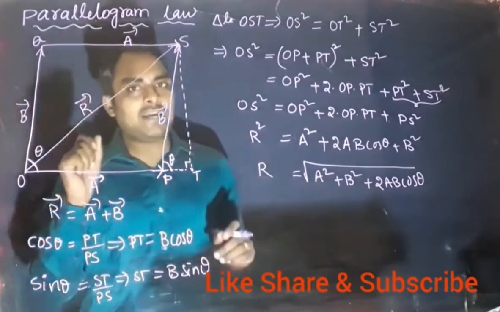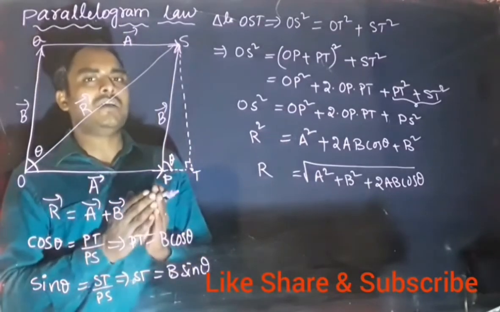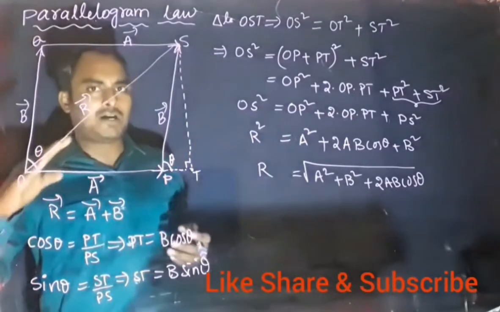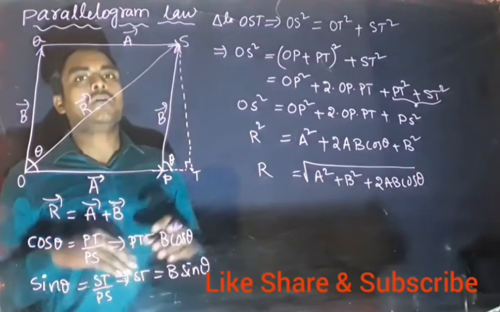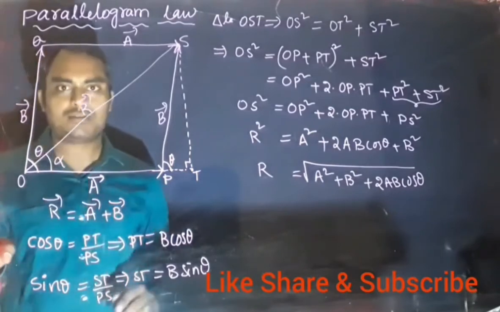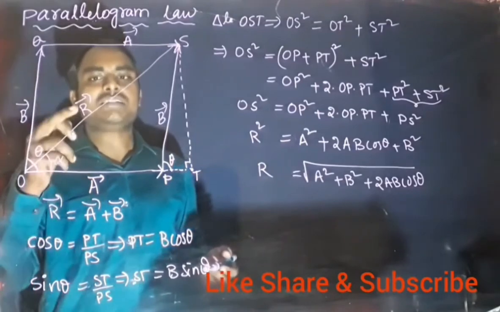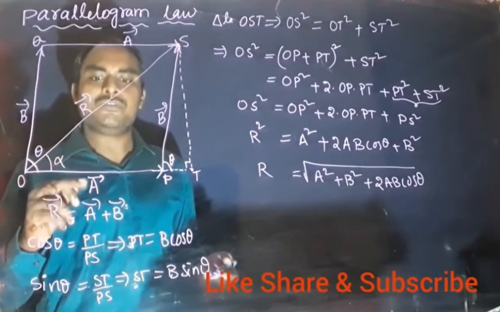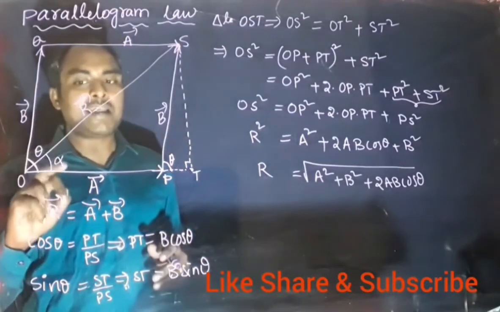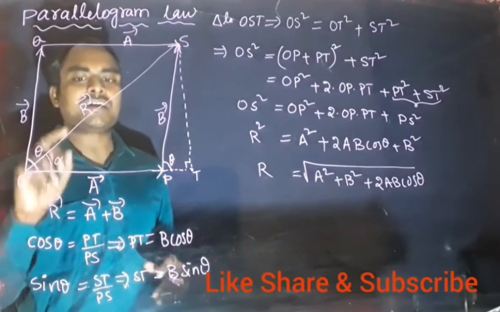Next, let us find the direction of the resultant vector. In vectors, direction is mainly represented by an angle. Now this is the vector R bar. In what direction is it? We can find the angle made by R bar with A bar. So we can say the resultant vector makes an angle of 30 degrees with A bar, or 45 degrees with A bar. This way we can give the direction of R bar. Here the angle is represented by alpha. Alpha is the angle made by the resultant vector with A bar.